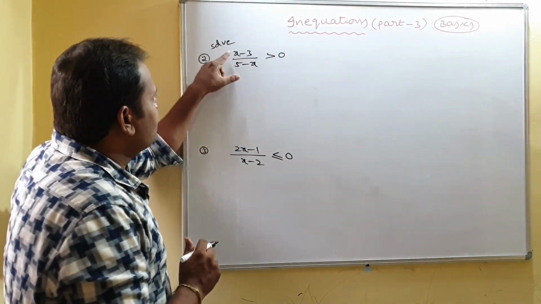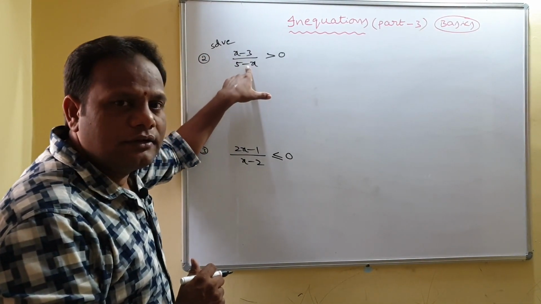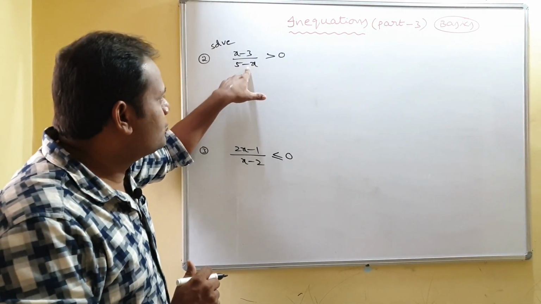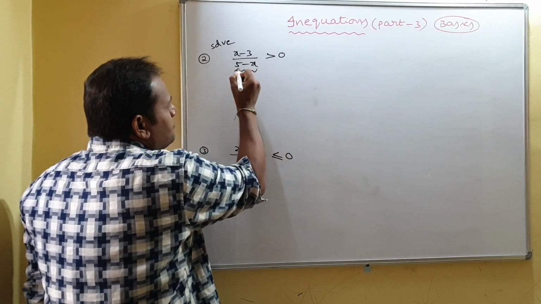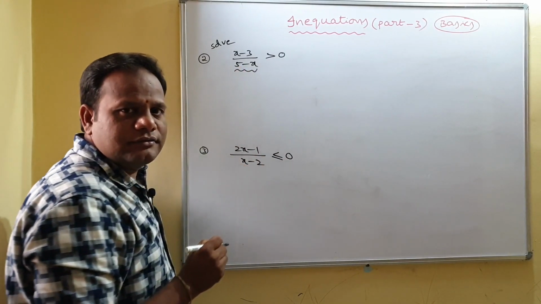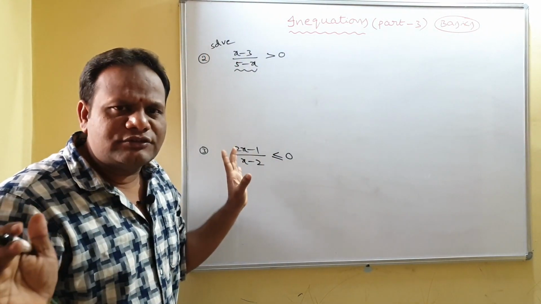Here you see x coefficient positive, good. But x coefficient negative, is it? So you make it positive. So to make it positive, multiply this with negative sign. Okay. So right side also you multiply with negative sign.